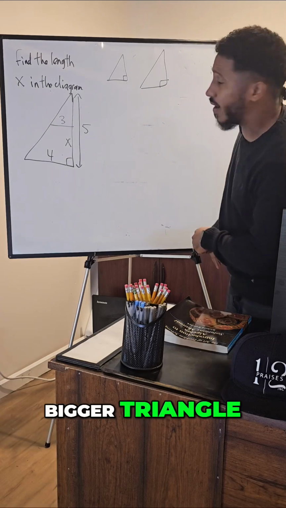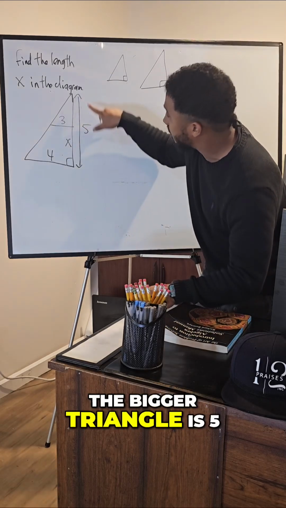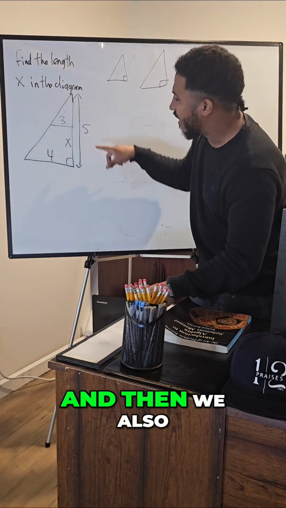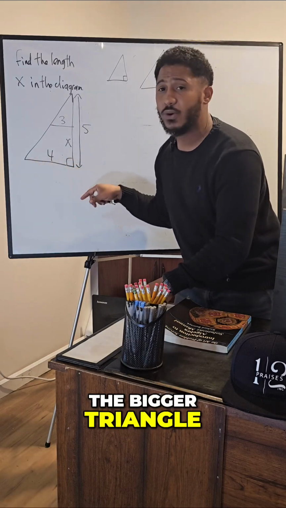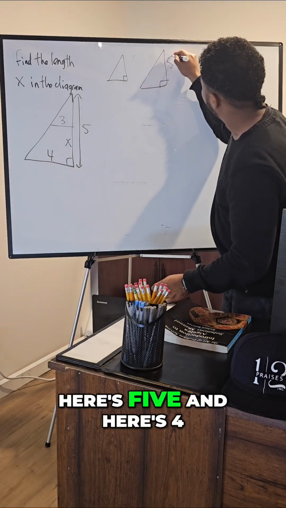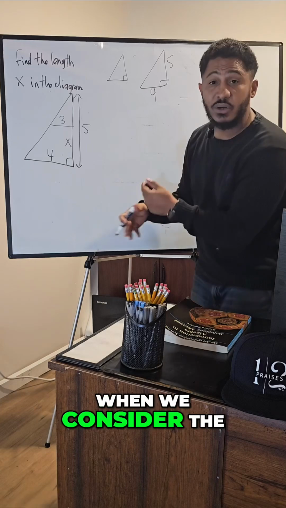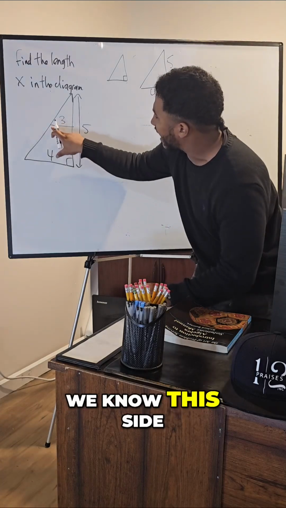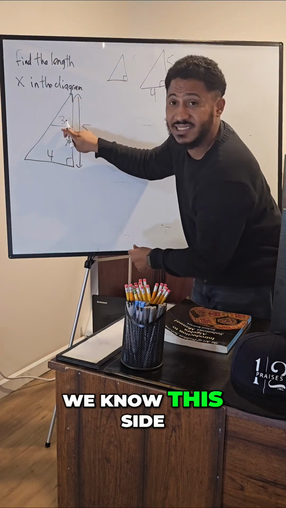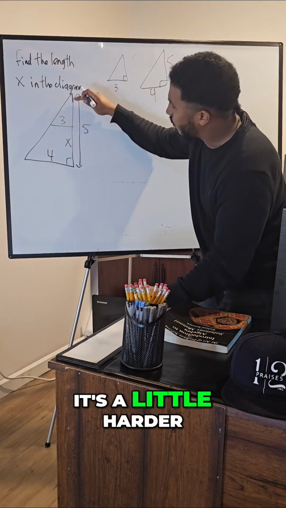First, let's look at this bigger triangle. We see on this side, the bigger triangle is 5. That's that whole side. And then we also have this side of the bigger triangle, 4. So we'll put those parts on. Here's 5 and here's 4. Now, when we consider the smaller triangle, we know this side is 3. Whereas this side, it's a little harder to tell.